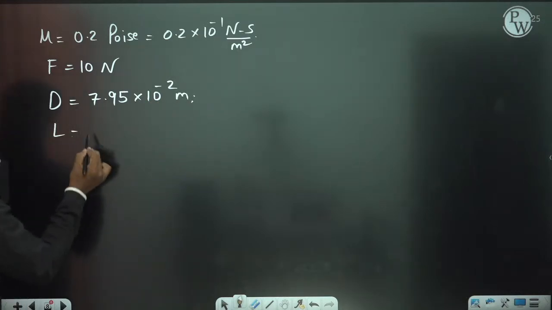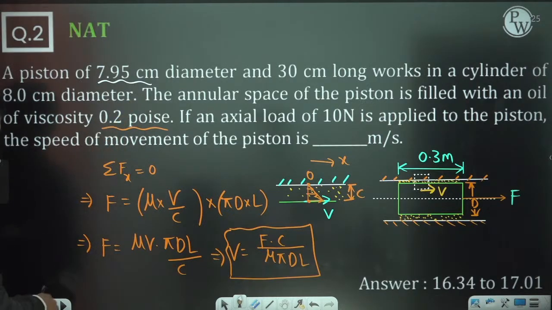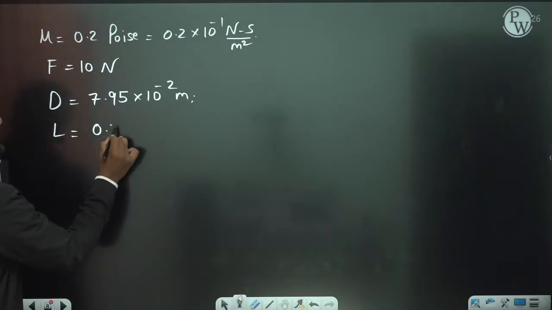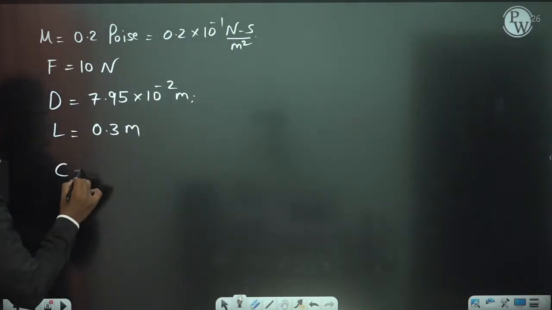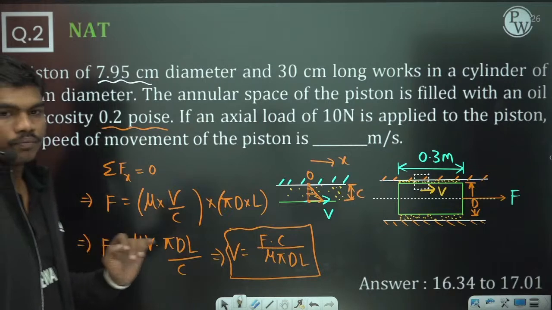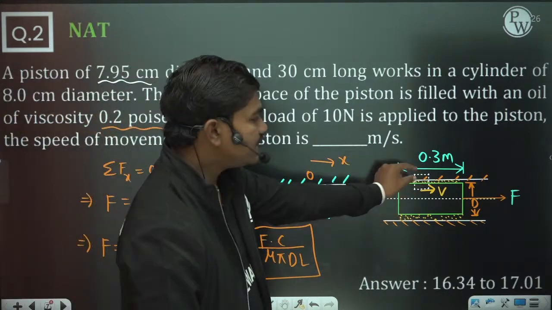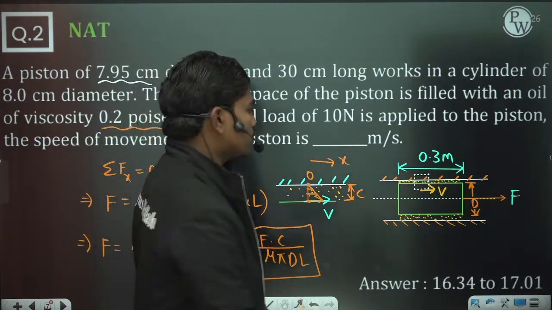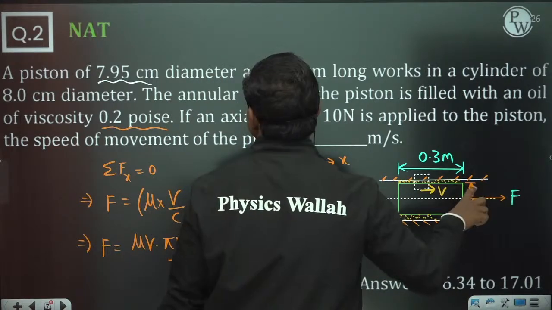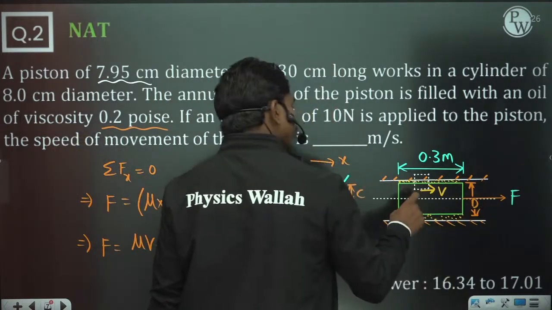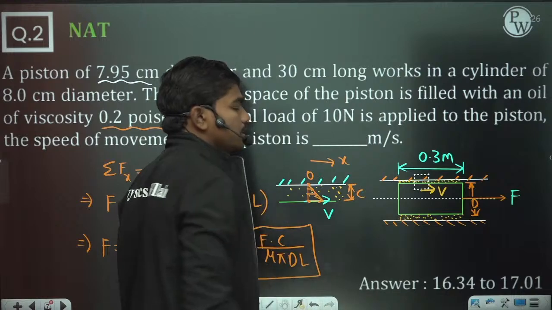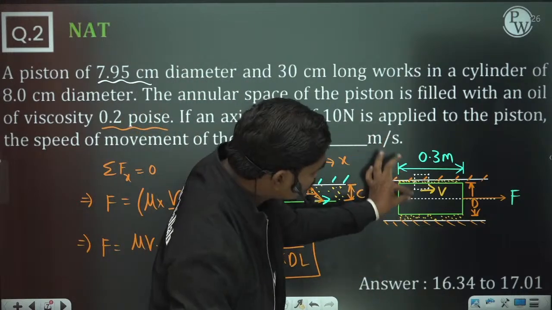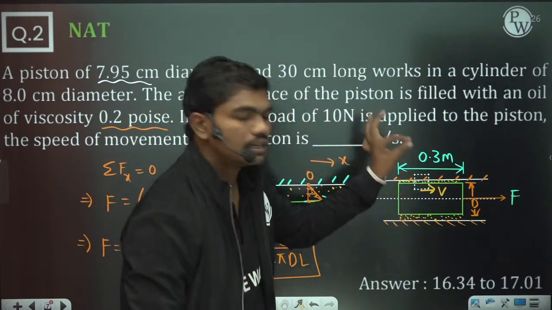What about the length of the piston? It's given the piston is 30 centimeters in length, so 0.3 meters. And finally, we need to talk about the clearance. Now tell me one thing, this C is nothing but a radial clearance, correct? Because the cylinder diameter is 8 centimeters and 7.95 centimeters is the piston diameter. So if you take the difference of these two values, you will get the clearance.